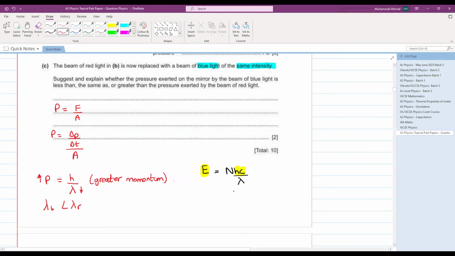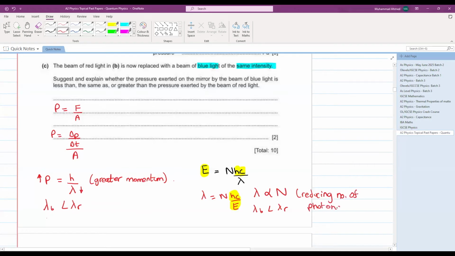If you somehow rearrange this formula, it will become something like this: lambda is equal to nhc over E. This is your formula after rearranging it. Now you know this entire thing is constant, so you can replace it by a direct proportionality sign. You can say lambda is directly proportional to the number of photons. Now, if you closely see here, by decreasing the wavelength, what are you doing? You are reducing the number of photons.